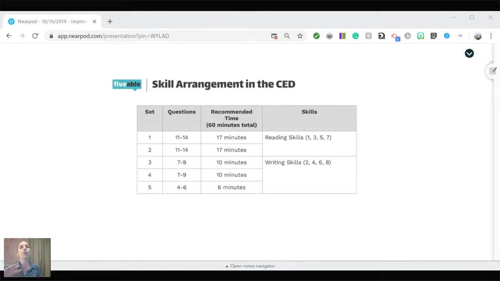So then 3, 4, and 5, those are the questions over the writing process. And again, we've been told they're similar to the questions you see on the PSAT. So if you break it down, you may not need to spend as much time on those.